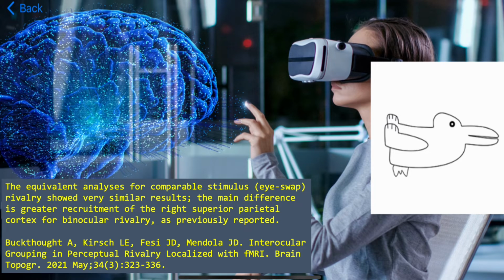This study demonstrates increased activity in the right parietal lobe during ocular rivalry. So when the brain perceives a bistable image, like the one depicted, the switching between the duck interpretation and rabbit interpretation is associated with increased activity in the right parietal lobe.